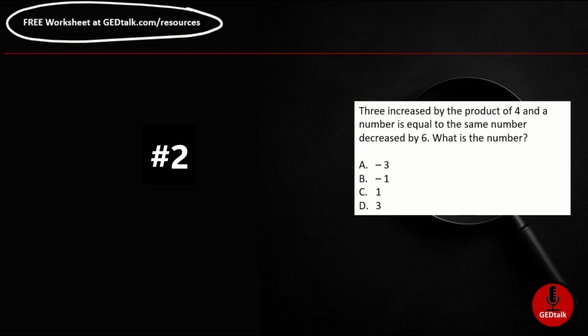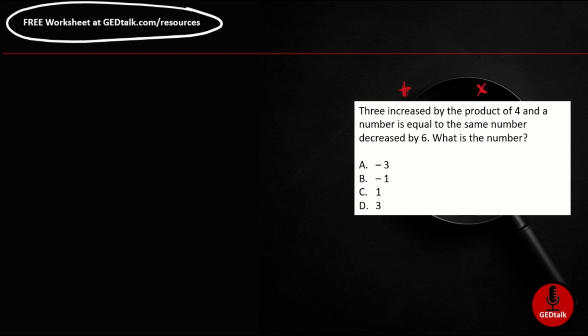The next problem reads, 3 increased by the product of 4 and a number is equal to the same number decreased by 6. What is the number? So for this one, we need to go back and take a look at the different words and just make sure that you understand what those words mean. So in the beginning, it says 3 increased, which means that there's going to be some addition. So I'm going to do a plus sign above it. By the product. Product means two numbers are being multiplied. So I'm going to put an X right there.